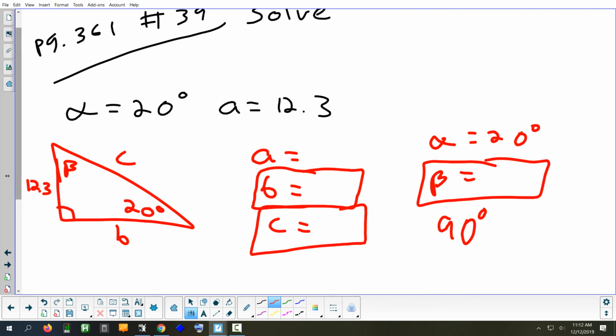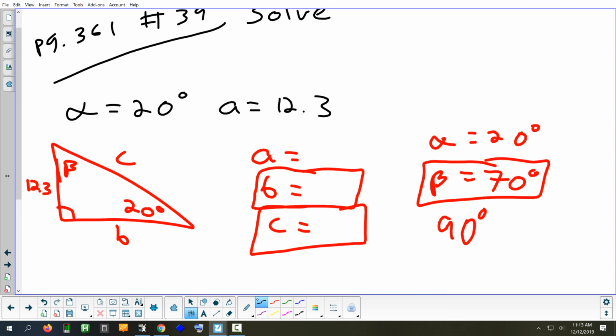Yeah, I mean, you can start with anything, but beta is the quickest, I think, because you just add up everything and make sure it adds up to 180. Yeah. Now, are we going to use beta for anything else? I would use it as our starting point.